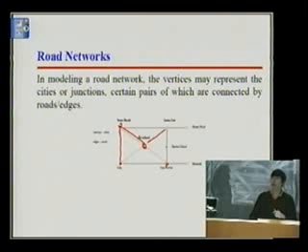Okay, what kind of algorithmic questions might you ask on a road network? What is the shortest path, right? I want to get out of Stony Brook and go to Montauk. Okay, that's nice. What's the fastest way to get there? The shortest way to get there is really a problem. What other questions on road networks might someone ask?